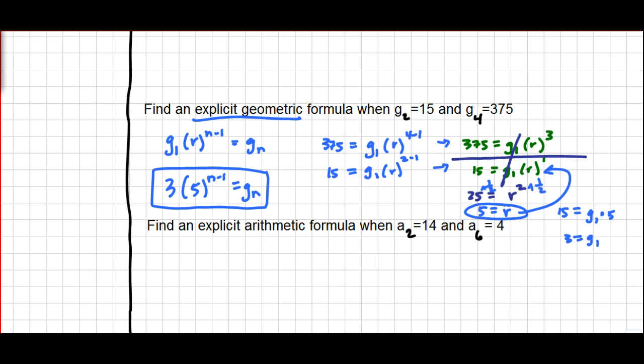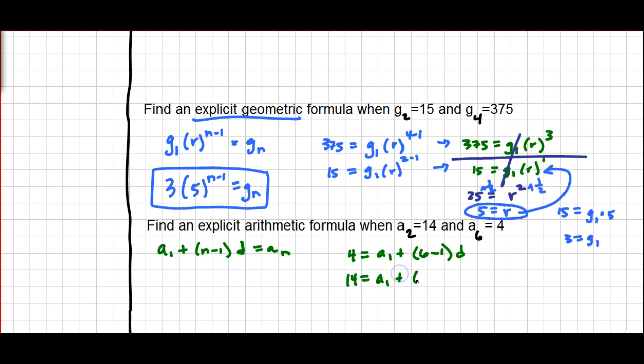Now when you're working with the next one, it's arithmetic, so we're going to use the arithmetic formula. We're going to do a similar process here in that we're going to create two equations, or a system of equations. So I'm going to say 4 equals a sub 1, I don't know, plus. I'm doing the 6th term first, so the 6 goes in for n, and I don't know the d value. I do it again with the other piece of information I've been given. 14 is the answer.